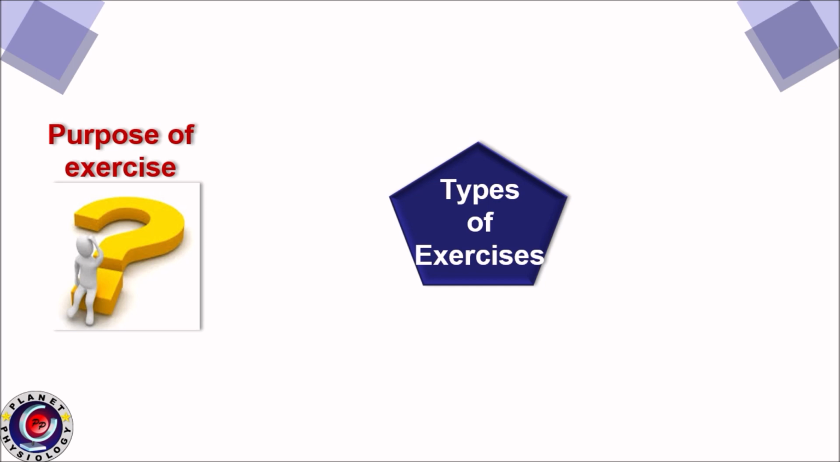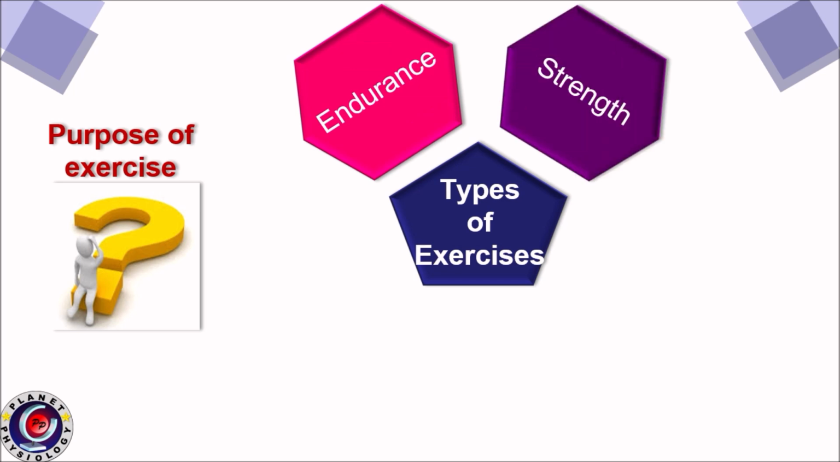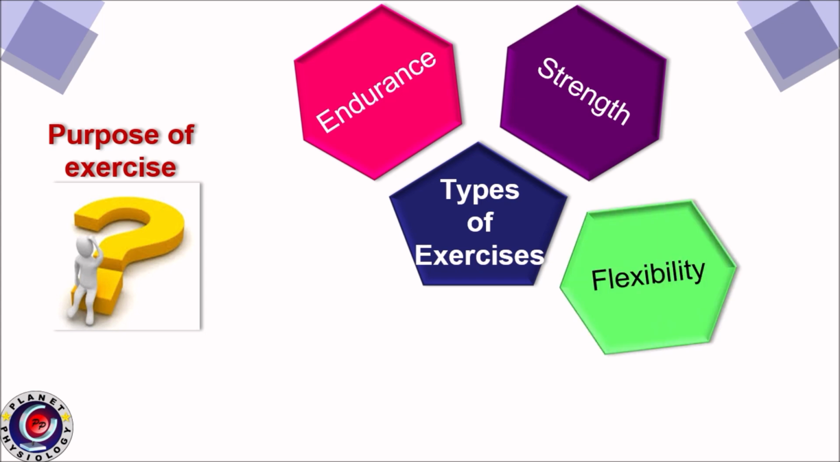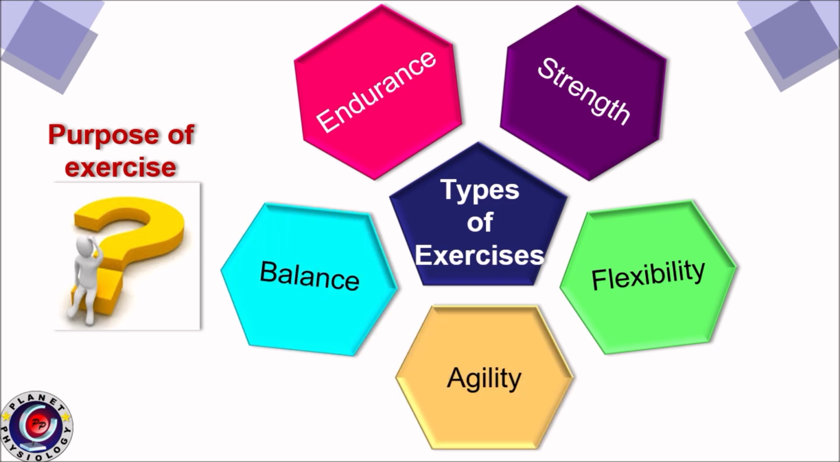According to the purpose of exercise, exercises can be classified into 5 categories. Endurance exercises are performed to enhance the stamina of a person, and usually all aerobic exercises fall in this category. Second category is strength exercises, performed to enhance or build the strength of the muscles. The third is flexibility exercises. Next is agility exercises and exercises for improving balance.